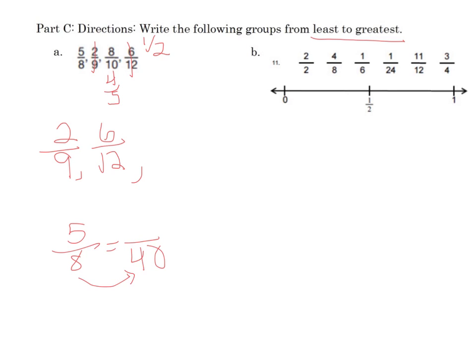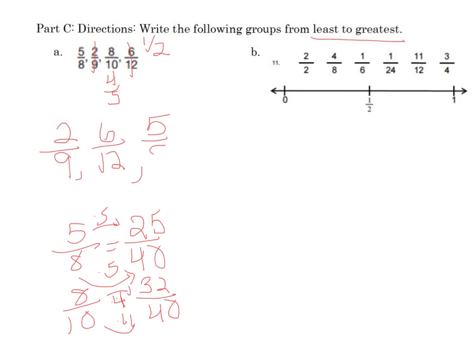So I'm going to change 5/8 to be out of 40. So that would be 8 times 5, and then I'd have to do 5 times 5, which gives me 25. And then I have the 8/10, to get to 40 times 4. So I'd have to do 8 times 4. Sorry, 8 times 4 gives me 32. So now I know for sure that 8/10 is greater than 5/8. So I would say 5/8 comes first, and then 8/10.